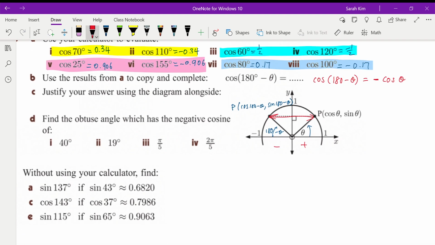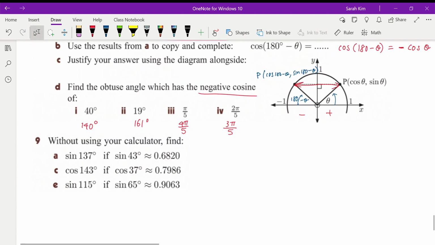Okay, so it says find the obtuse angle which has a negative cosine of. So if an angle was 40 degrees, I just literally have to find 180 take 40. So the angle that's going to give me an obtuse angle that has a negative cosine is 140 degrees. So again, 180 take 19, so it's going to be 161 degrees. So I do pi. Pi is 180 degrees. So when I'm using radians, I do pi. So this is going to be pi take pi over 5, which is 4 pi over 5. Then again, pi take 2 pi over 5 is going to give me 3 pi over 5.